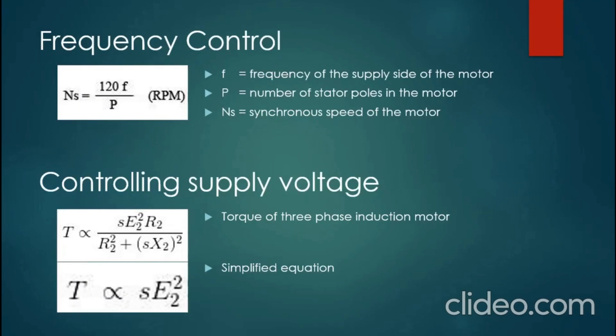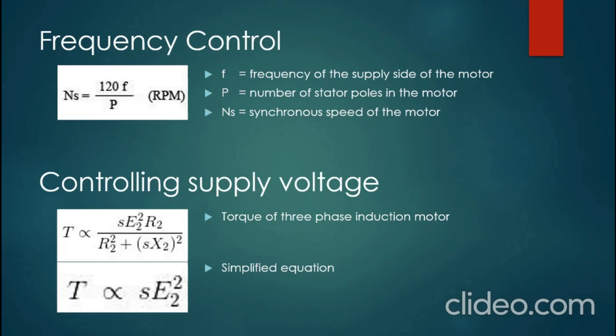Firstly, frequency control. If we look at the equation above, F equals the frequency of the supply side of the motor, P equals the number of stator poles in the motor, and S equals the synchronous speed of the motor. Number of poles in the stator side and the frequency of the supply side will affect the synchronous speed of an induction motor. In this case, by manipulating the frequency of the supply side of the motor, speed will be changing as well. But this method is quite harder than other motor control methods.